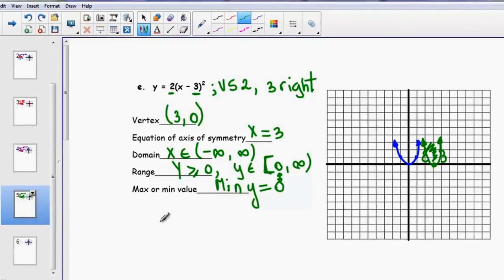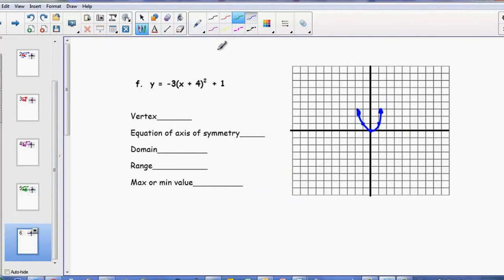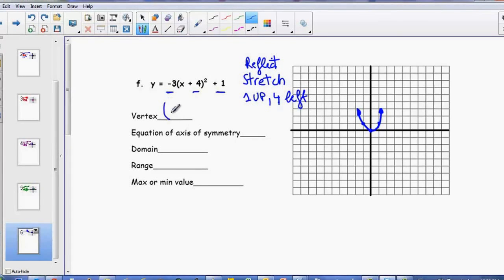Let's take a look at the next function. So last but not necessarily least, we have quite a few combinations. So we have a reflection, a stretch, a horizontal translation, and a vertical translation. So we have to reflect the function because we have negative 3, so a is negative. The function is stretched by a factor of 3, so every y value is amplified by a factor of 3. We are shifting the parabola 1 unit up and 4 units to the left.